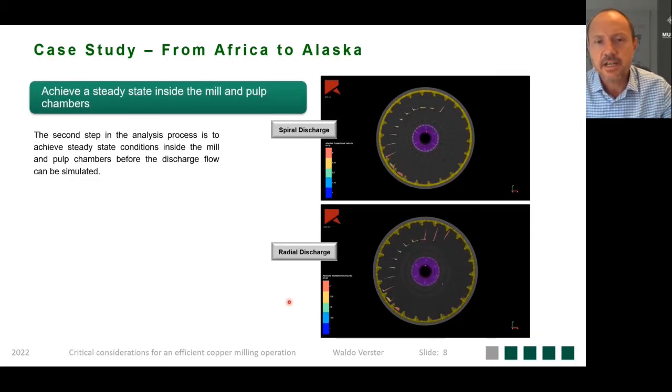The second step in the analysis process was to achieve a steady state inside the analysis. The way we simulated the discharge flow was to introduce a predetermined amount of material into 12 pulp chambers. You can see there between the spiral design at the top and the radial design at the bottom. And we then constrained the material on the inside of the pulp chambers until it reached a steady state. We then released the material in the 12 o'clock position in both analyses so that the material is free to flow under centrifugal and gravitational loading.